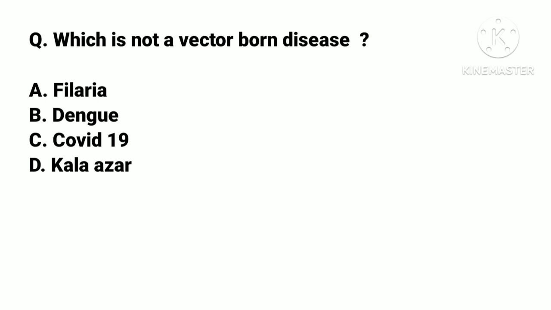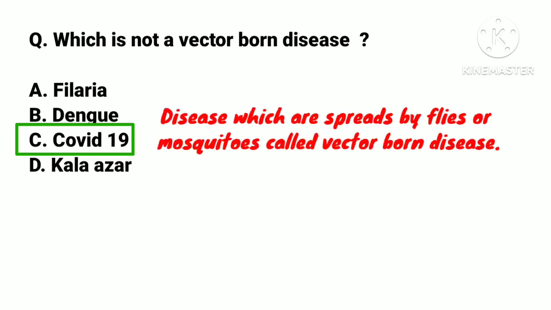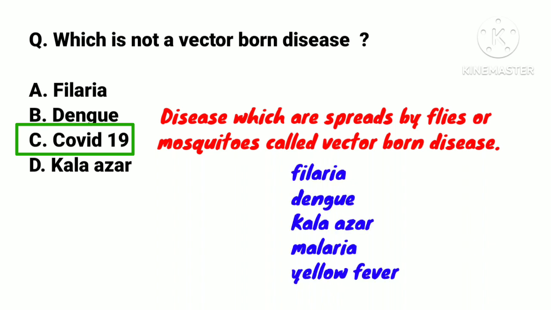Which is not a vector-borne disease? A. Filaria, B. Dengue, C. COVID-19, D. Kala Azar. And the correct answer is C. COVID-19. Diseases which are spread by flies or mosquitoes are called vector-borne diseases. Examples are filaria, dengue, Kala Azar, malaria, yellow fever, etc. But COVID-19 is caused by a virus and it is not a vector-borne disease.